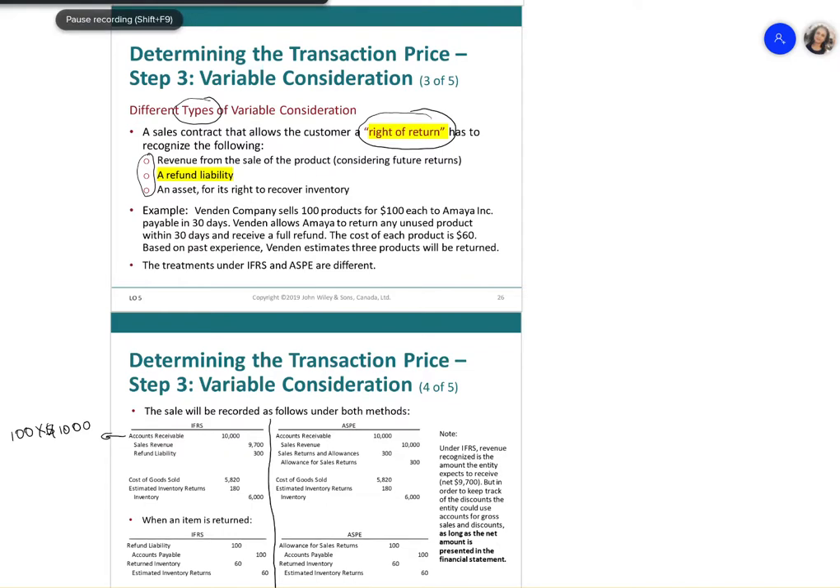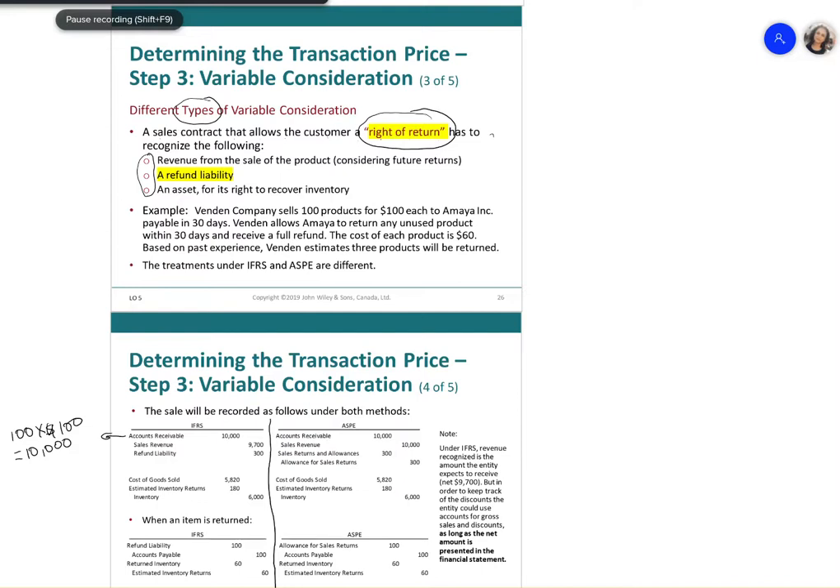Sorry, we sold 100 products, and each product is $100. So we got 10,000. That's our total sale. But in this sale, we have a sales contract that allows the customer a right to return, which has to be recognized. So in this case, they had a right to return.